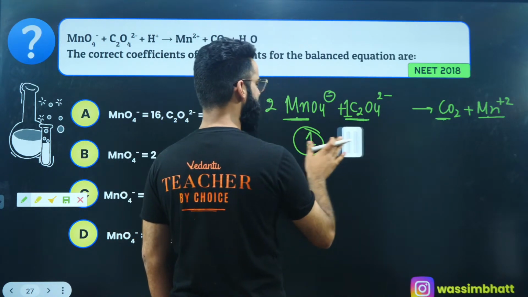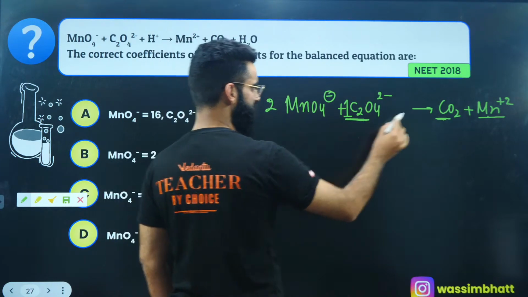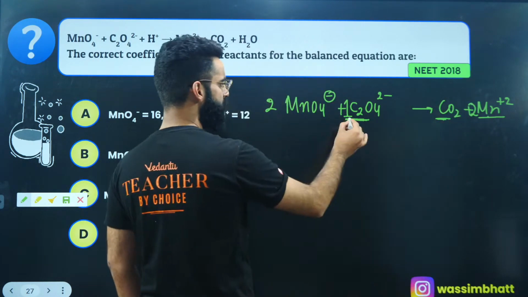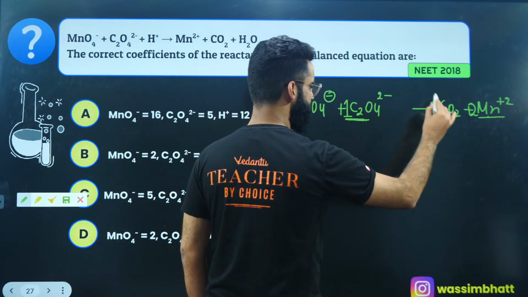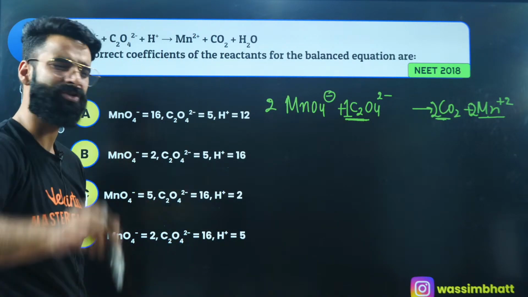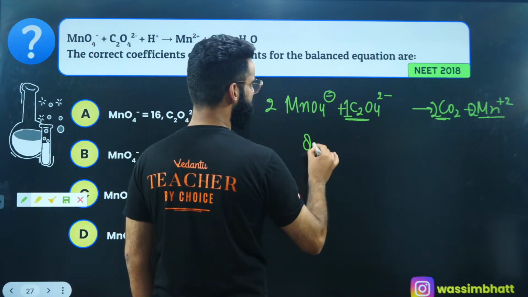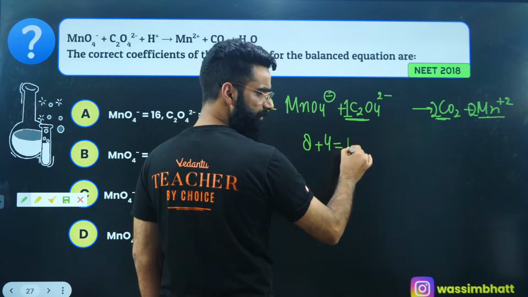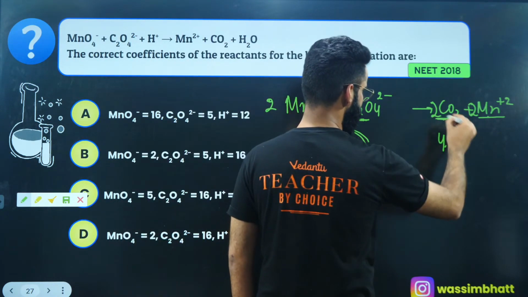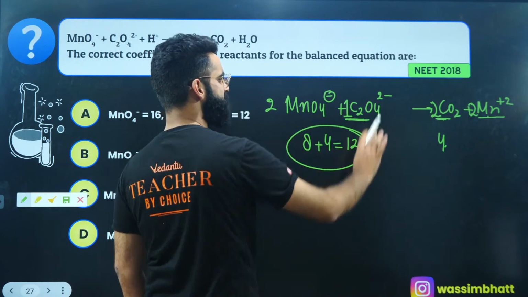Now, let's try to balance all the atoms except oxygen and hydrogen. Have a look exactly. 2 manganese on this side, so this should be 2 times. Carbon, 2 on this side, so this should be 2 times as well, right? Since the reaction is taking place in acidic medium, and in the acidic medium we balance oxygen first, how many oxygen atoms do we have on this side? 4 2s are 8, plus 4 comes out to be 12. So 12 oxygens on this side, 2 2s are 4, 4 oxygens on this side. So which side is oxygen deficient? Right hand side is oxygen deficient.